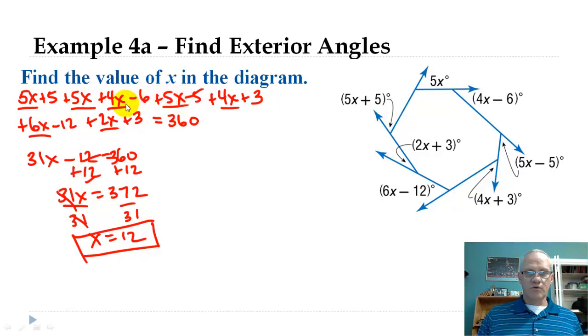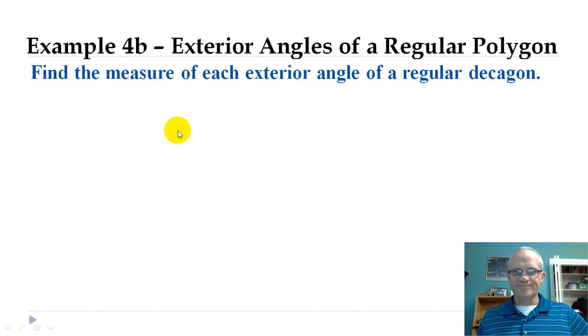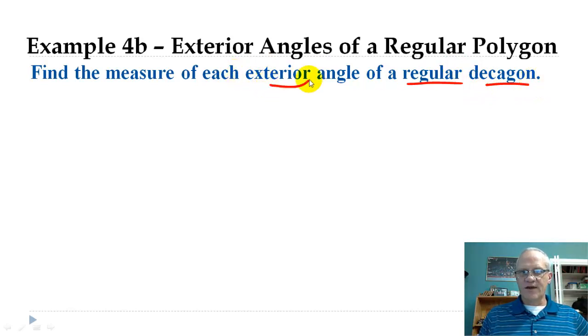Same thing we did before, add them all up, but for exterior angles, always make them equal 360. All right, last thing. Remember before we talked about regular polygons with interior angles? Here again, we're talking about a regular decagon, but we're looking for the measure of an exterior angle. First of all, how many exterior degrees are we going to have in a regular decagon? 360. It doesn't matter if it's a decagon or a nonagon or a hendecagon or a dodecagon. It's always 360.